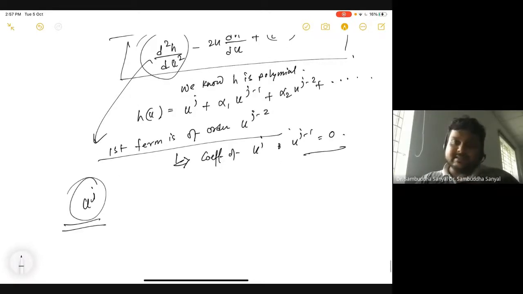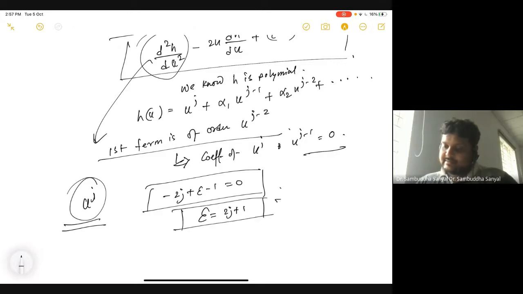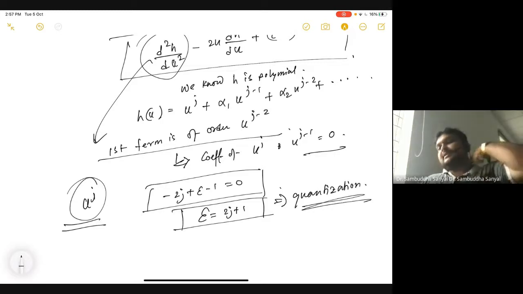If I plug in this form into this, you will see that the coefficient of u to the power j is minus 2j plus epsilon minus 1. And that tells me epsilon is 2j plus 1. This is your quantization. So this criterion gives you the quantization. This tells you that the energy cannot be arbitrary. This energy means the dimensionless energy. It's an integer, and that integer is given by 2j plus 1.